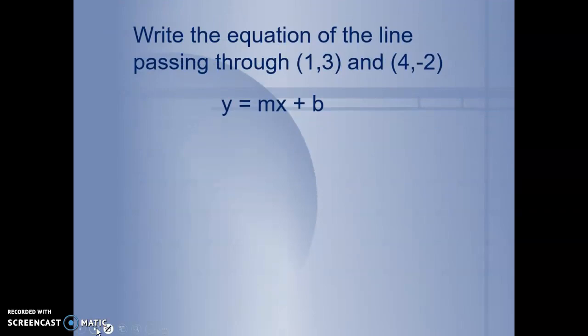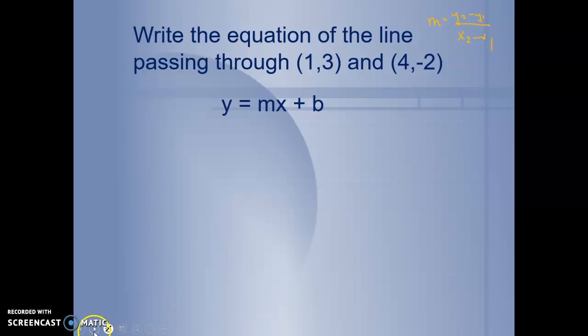Let's try to write the equation of a line passing through 2 points. Now here we're not given the slope. We're only given 2 points. The first thing that we need to do is find the slope. So see if you can find the slope on your own using that formula, y2 minus y1 over x2 minus x1.